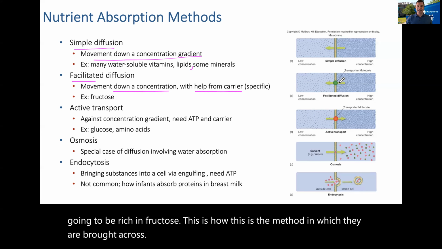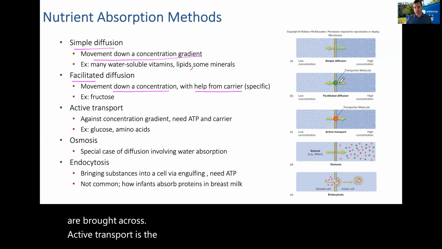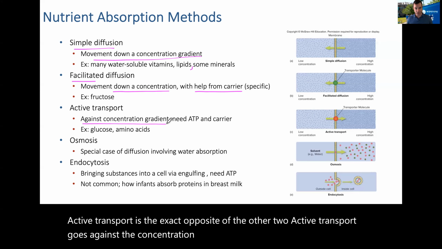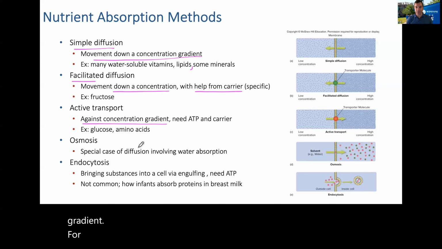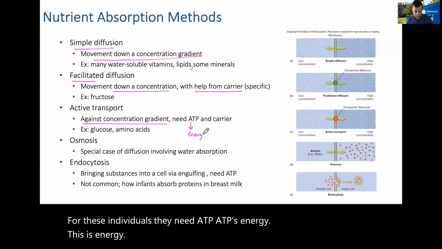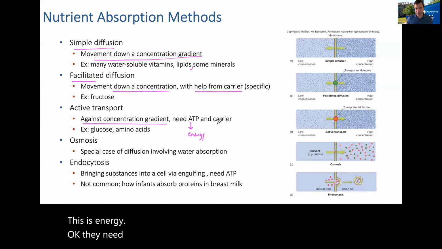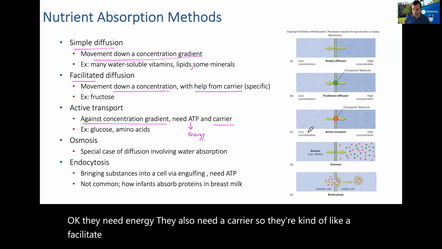Active transport is the exact opposite of the other two. Active transport goes against the concentration gradient. For these individuals, they need ATP. ATP is energy. They need energy. They also need a carrier, so they're kind of like facilitated diffusion, like we saw up there.